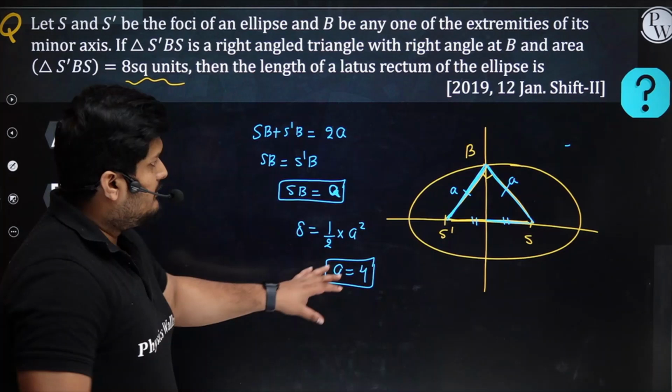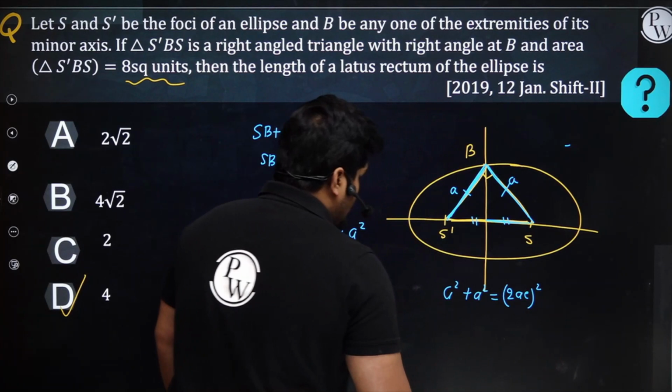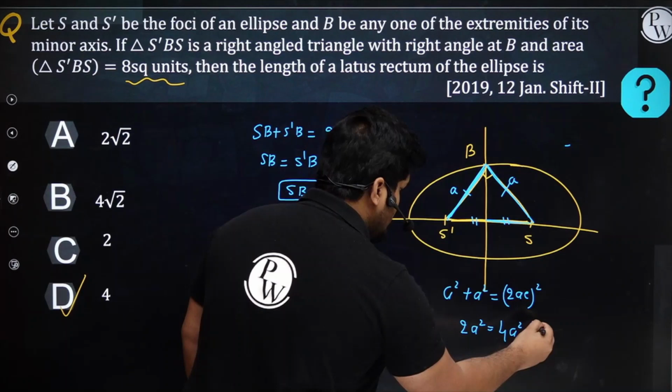So now that we have a equal to 4, we have a square plus a square equal to SS dash, which is 2ae square. So 2a square is equal to 4 times a square e square. This will cancel out, this is 2. So guys, we got eccentricity 1 upon root 2.